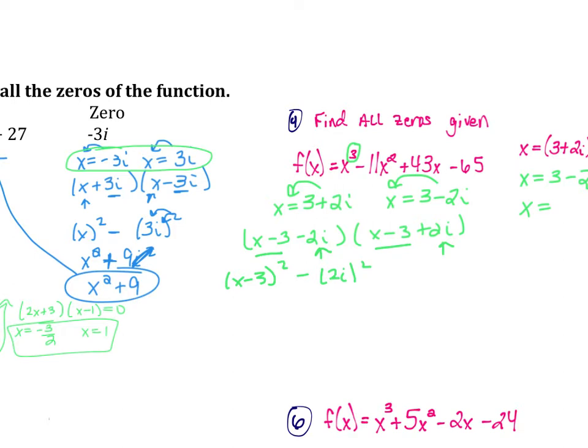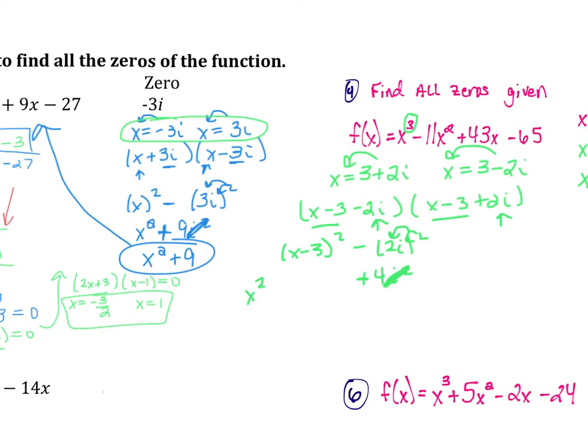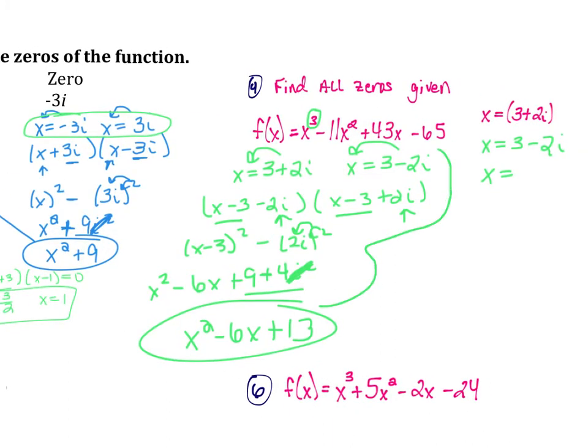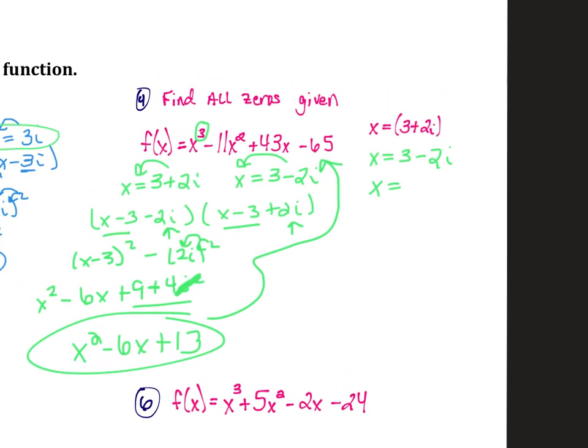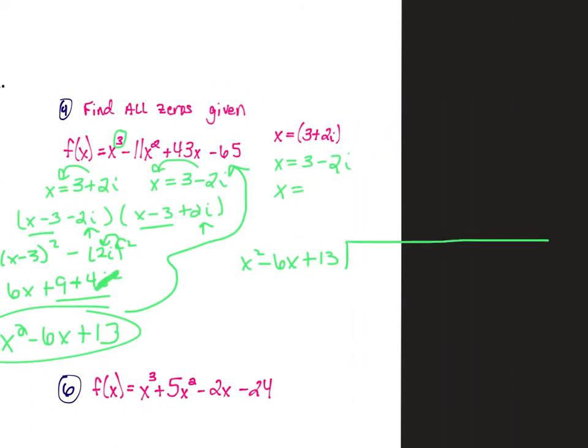Well, when I work this out, this 2 goes to both of these. This gives me negative 4i squared. Cross that out, becomes plus 4. And then when I FOIL this out, I get x squared minus 6x plus 9. So when I simplify this, I get x squared minus 6x plus 13. And then I take that and I divide it into our original polynomial. So I have x squared minus 6x plus 13, and I'm going to divide that into x cubed minus 11x squared plus 43x minus 65.